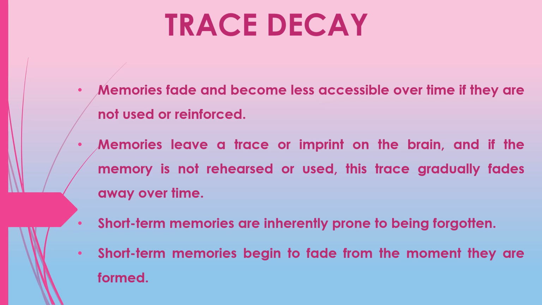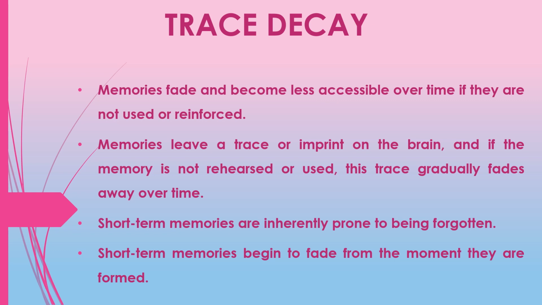The decay theory is a psychological explanation for forgetting that suggests that memories fade and become less accessible over time if they are not used or reinforced. Trace decay theory is a specific version of the decay theory of forgetting. It suggests that memories leave a trace or imprint on the brain. And if the memory is not rehearsed or used, this trace gradually fades away over time.